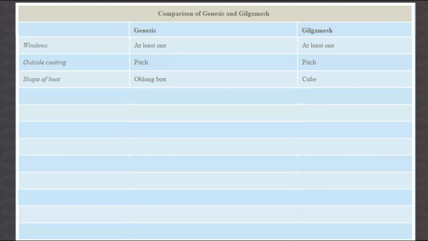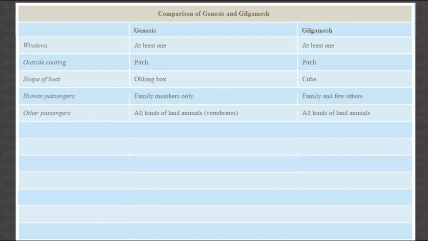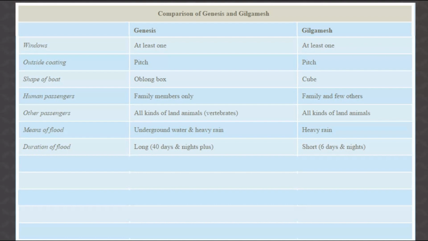The shape of the boat was similar to the one I have up here with the ark, but Gilgamesh was a cube. Human passengers, they were family members. Gilgamesh had family and a few others. Other passengers were all kinds of animals in both. And the means of the flood, underground water and heavy rain. But in Gilgamesh, just heavy rain. They didn't have the fountains of the deep breaking open like it does in the Bible. The duration of the flood was different. In the Bible, 40 days and nights, and in Gilgamesh, only 6 days and nights.